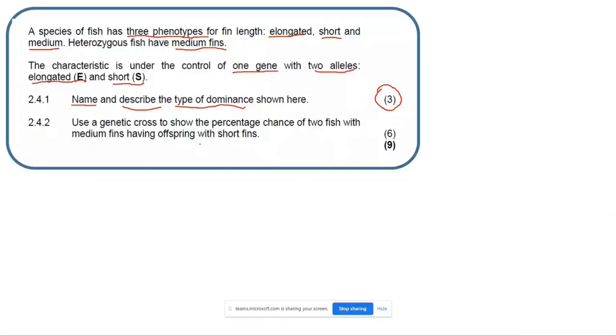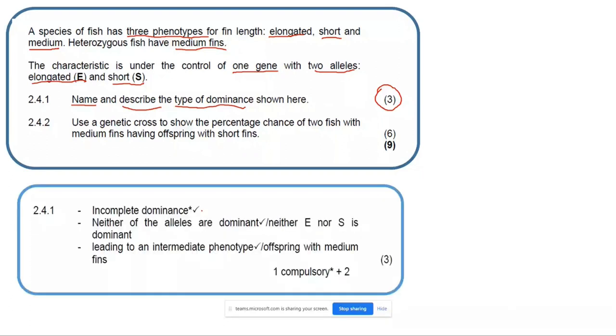And then you need to show, let's just go and have a look at this one. So it's incomplete dominance, 1 mark. Neither of the alleles, so not E or S, is dominant, leading to an intermediate phenotype, or an offspring with medium fins. 2 easy marks. The second part of the question was, use a genetic cross. And what must you show? The percentage chance of 2 fish with medium fins having offspring with short fins.